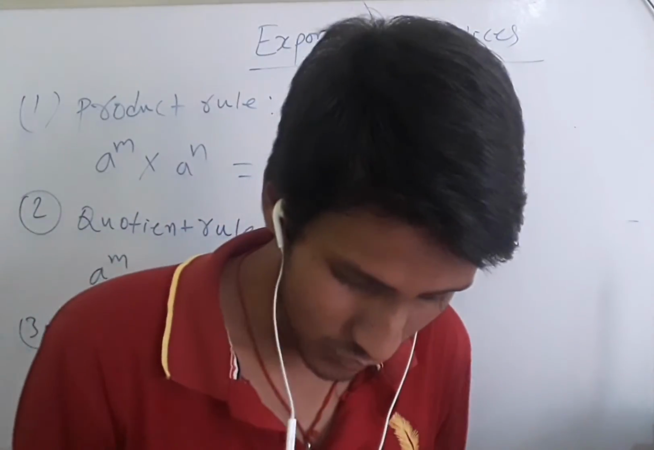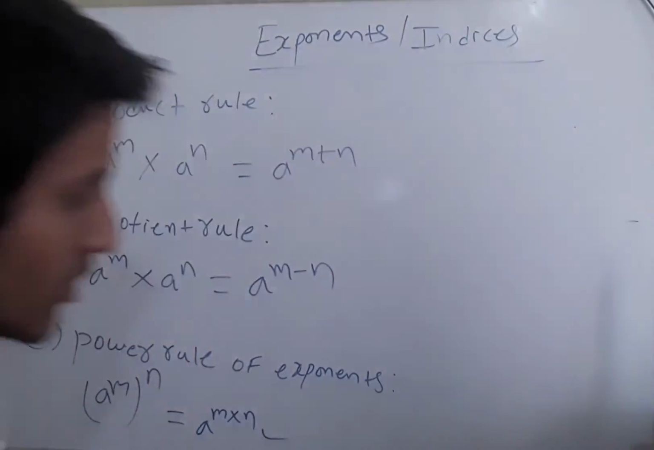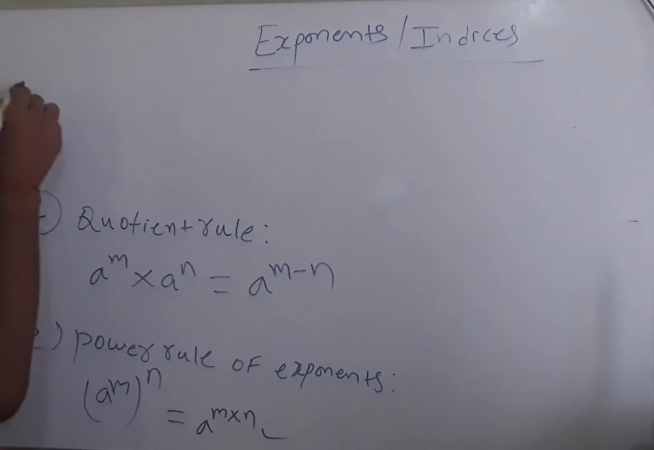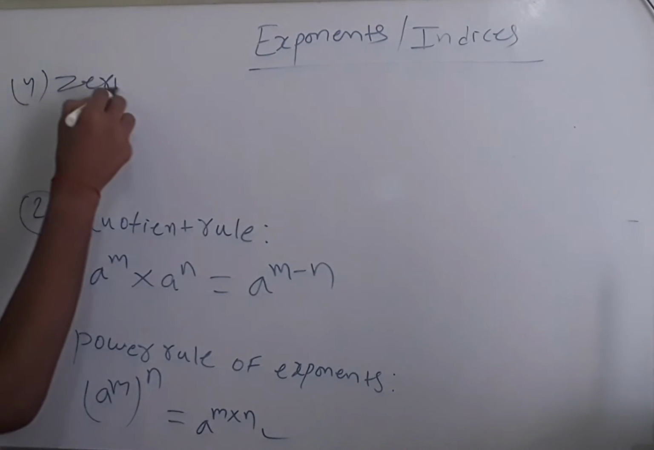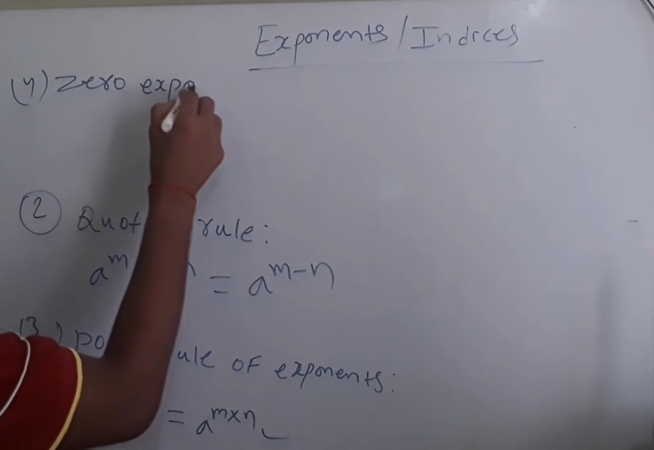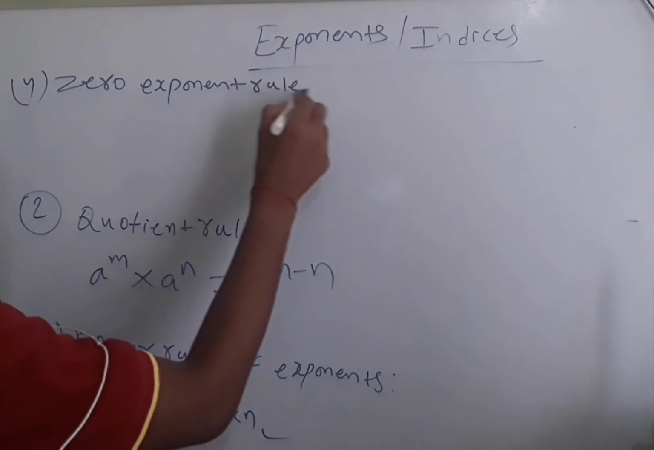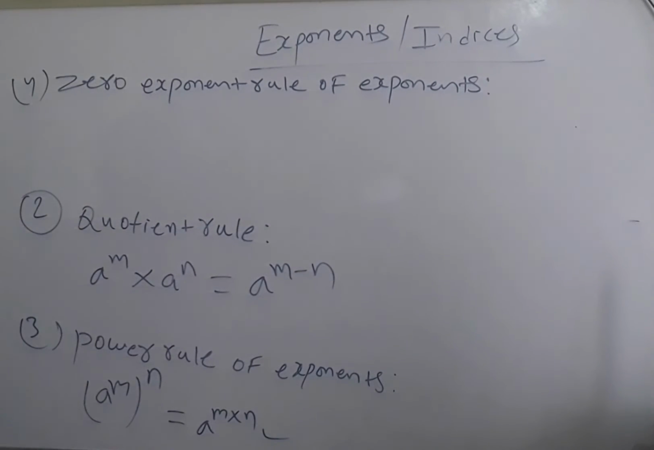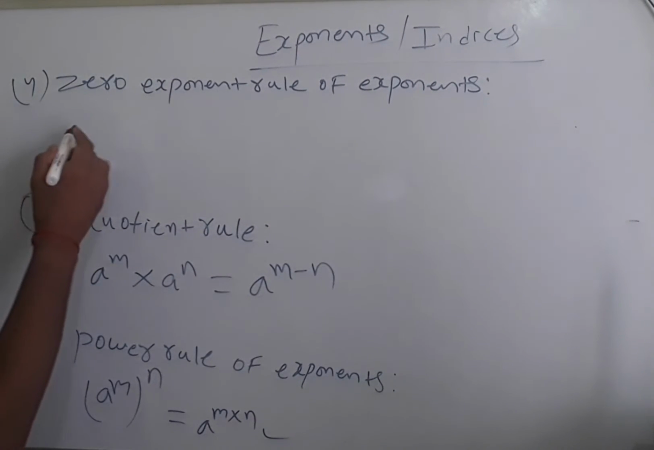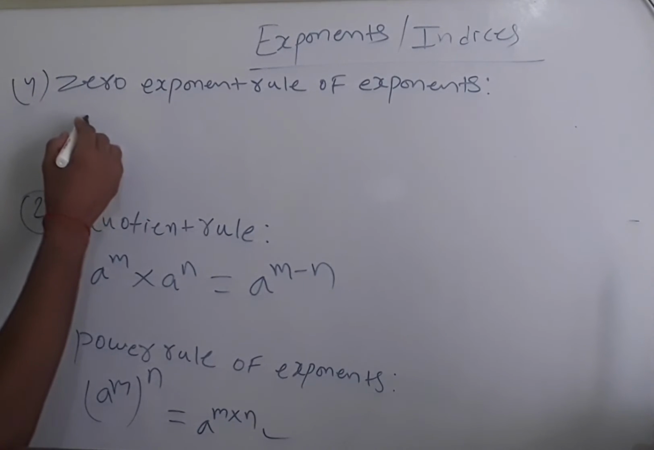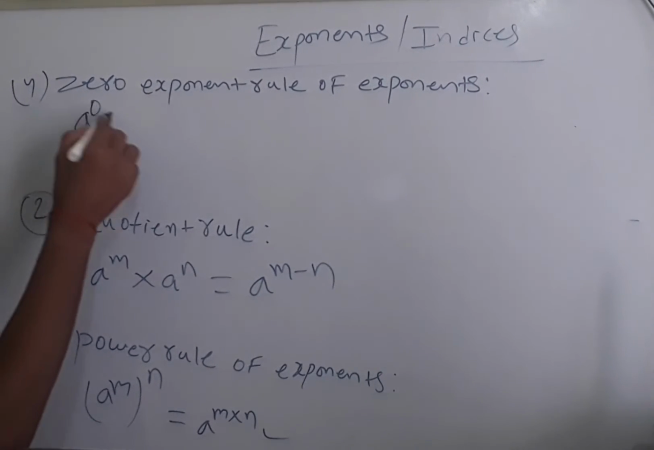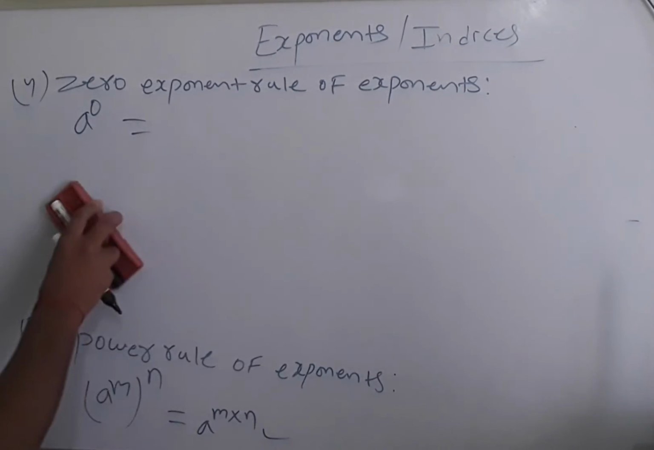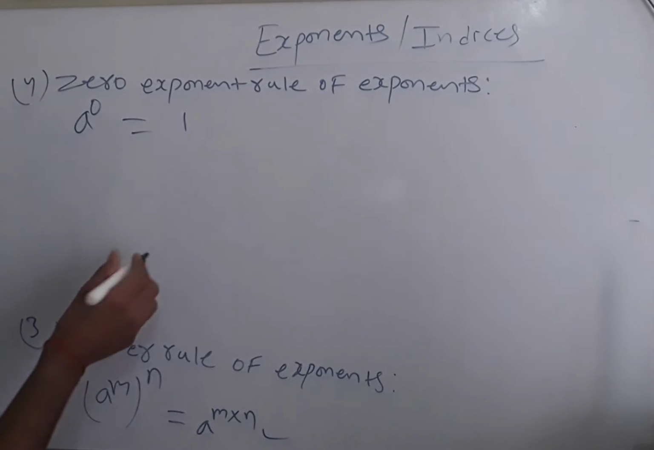Let's now move on to another rule, the zero exponent rule of exponents. Let's write it here. This is the fourth one. So what does the zero exponent rule state? For example, let's say you have a number a to the power 0. Let me first give you the formula in terms of a variable. When you have a to the power 0, it is equal to 1. How come? Let me elaborate here.